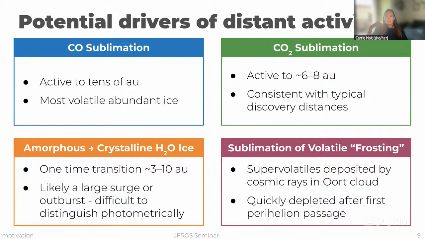So comets can become active in the teens, 10 to 15 AU. And this is consistent with a lot of those discovery distances that we saw before. But the question is, is this actually when a lot of comets are turning on, or is this the limits of our current surveys?